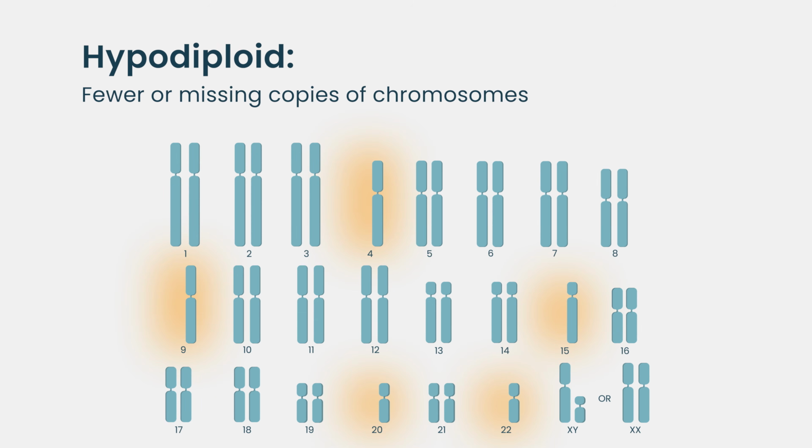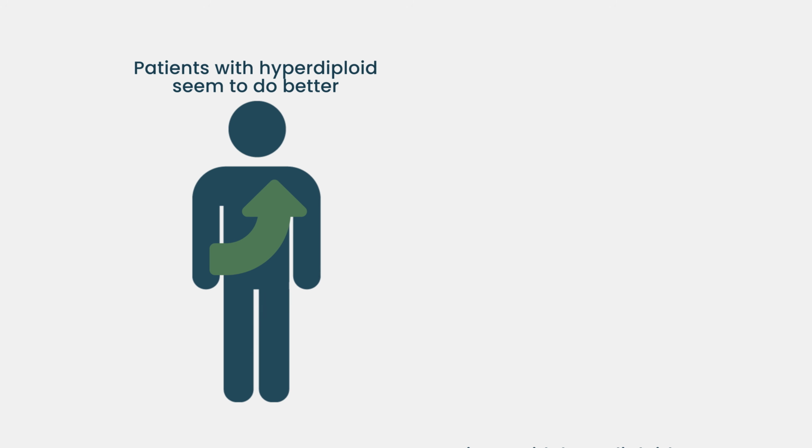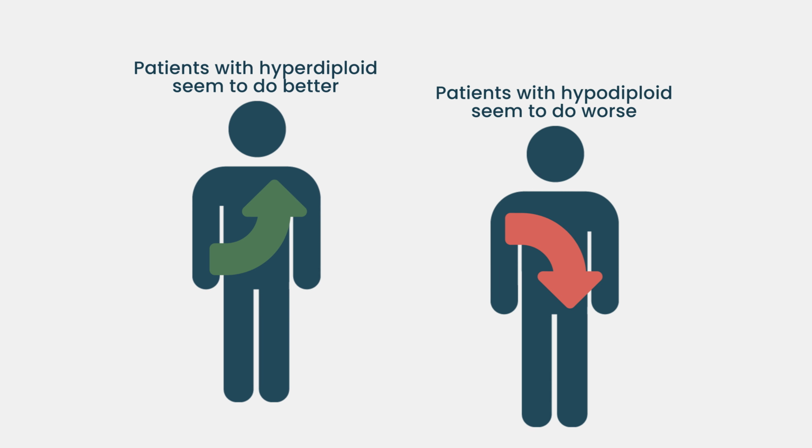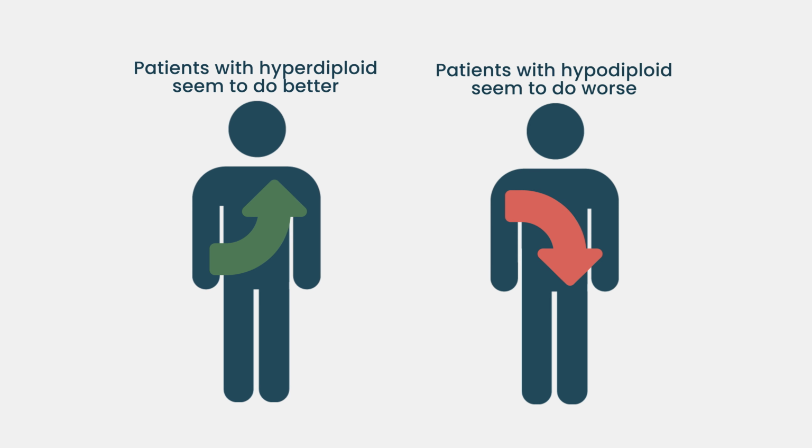And what we have known for quite some time is that patients who have hyperdiploid tend to do better with their myeloma or their MGUS risk of progression versus patients who have hypodiploid or less DNA in those cancer chromosomes.